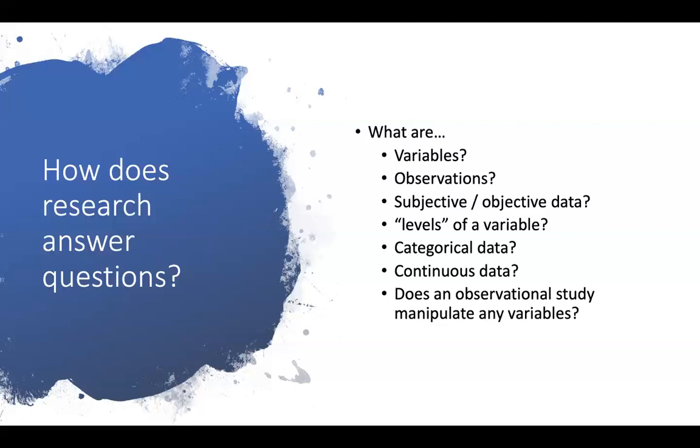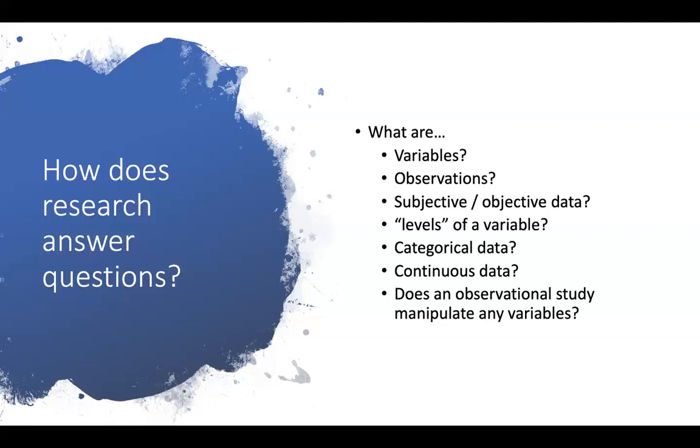Categorical data would be like all or nothing. I sleep or I don't sleep. I eat ice cream or I don't eat ice cream. It's not how much ice cream. That's a continuous variable. It's yes or no. So that's categorical data.